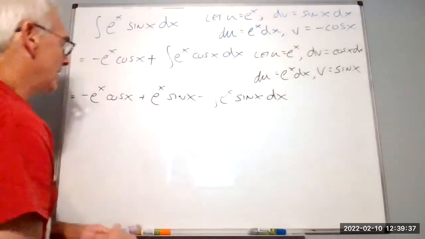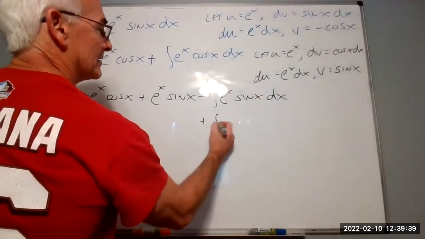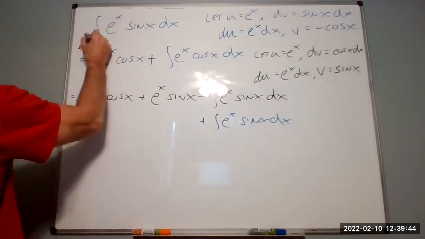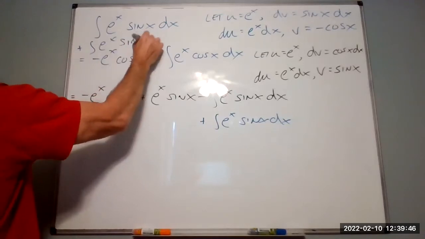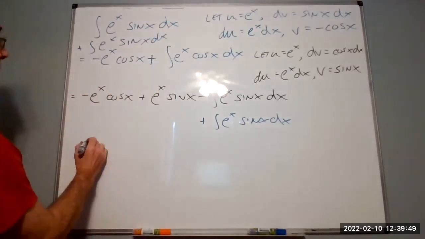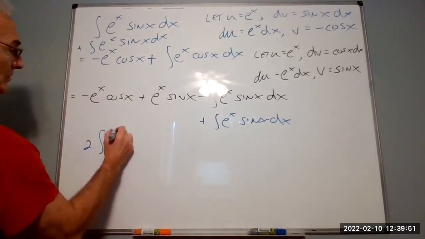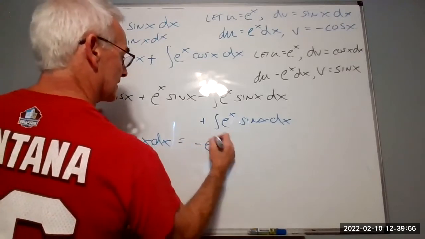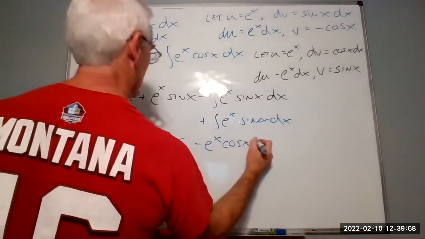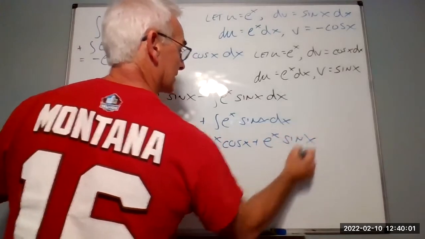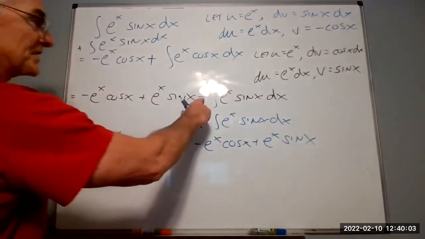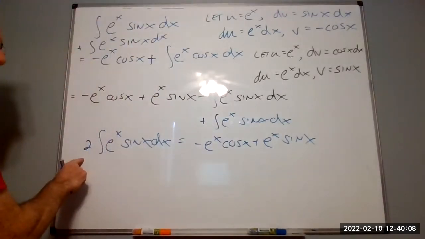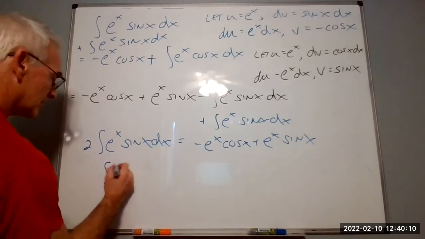So what do I do? I'm going to add this to both sides. Why would I do such a thing? Because now on the left side, I have 2 times the integral of e to the x sine x dx equals negative e to the x cos x plus e to the x sine x. Right, catch that? Because that was a minus, I'm going to throw it over to the other side, therefore doubling the left side. My goal was to find that integral.